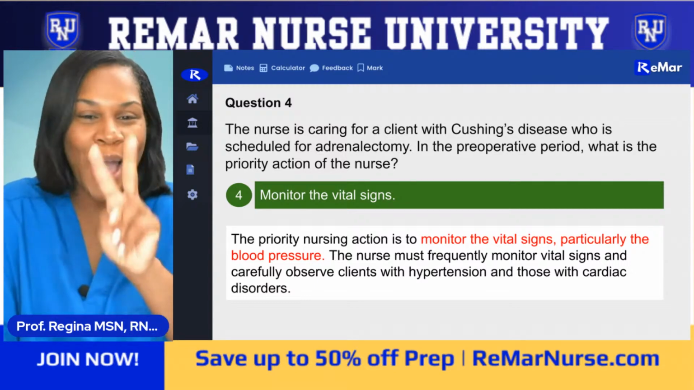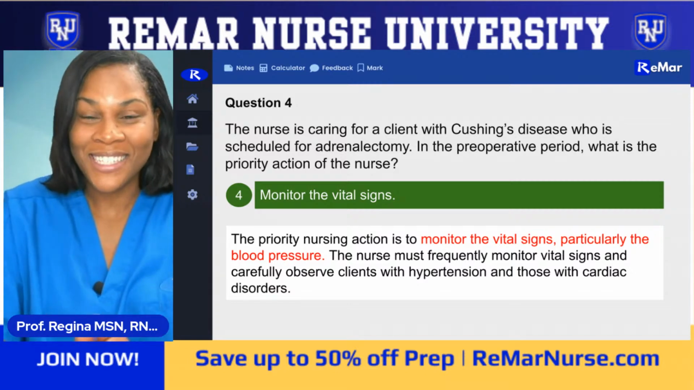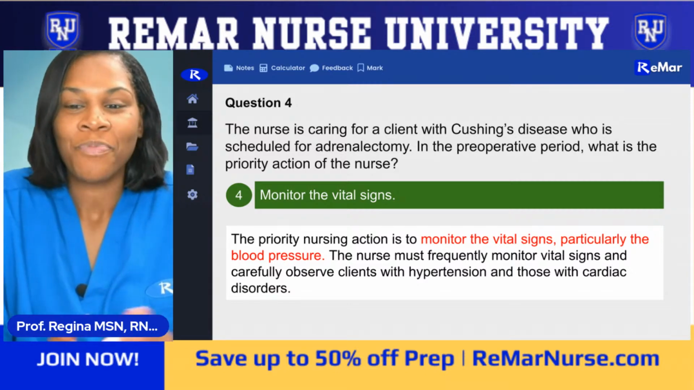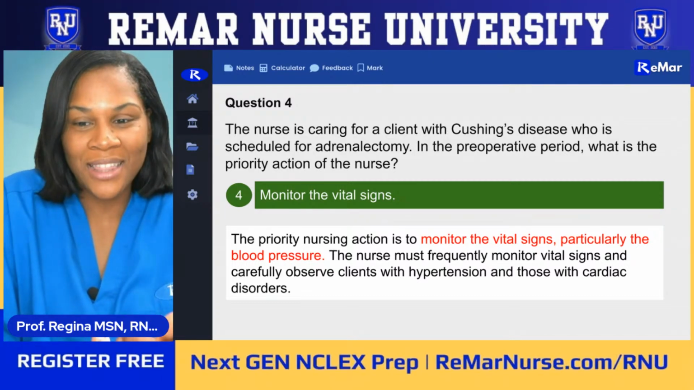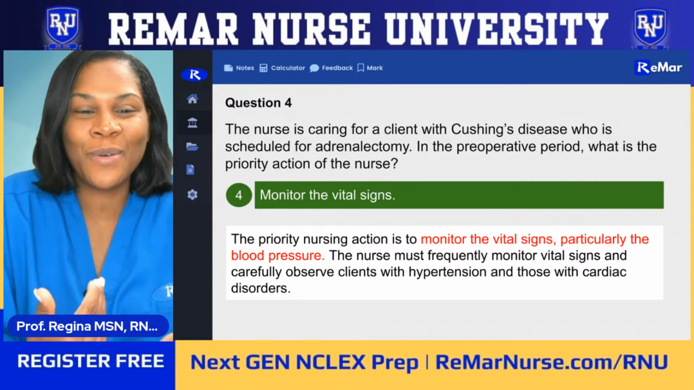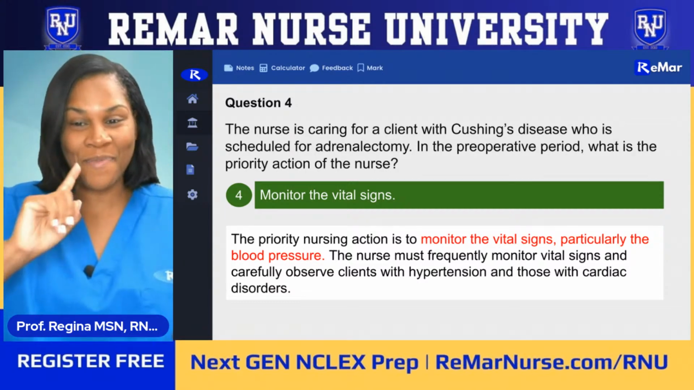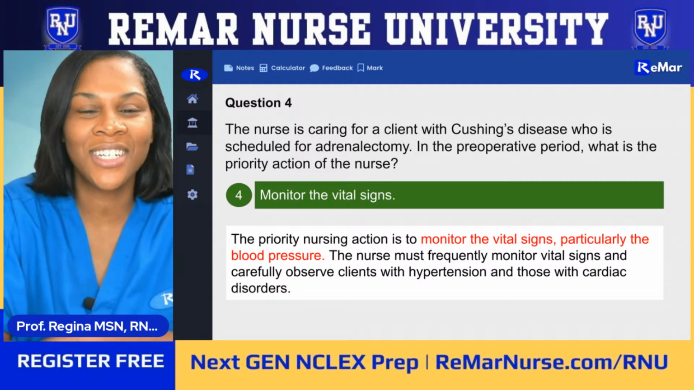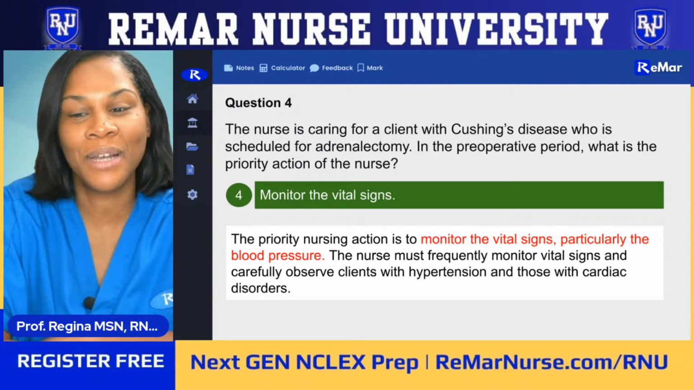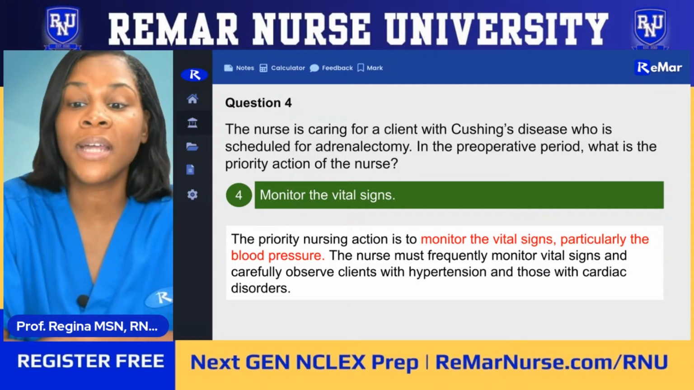You have to keep your eye on the prize, okay? You don't get distracted. Even if the scenario changes, your priorities for a Cushing's patient need to remain the same. The vital signs give you much more information than anything else. I tried to distract. Some people I did distract. Some people I did get. But the correct answer is number 4. The priority nursing action is to monitor the vital signs, particularly the blood pressure. The nurse must frequently monitor vital signs and carefully observe clients with hypertension and those with cardiac disorders.